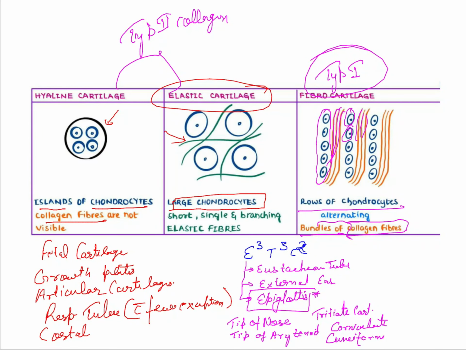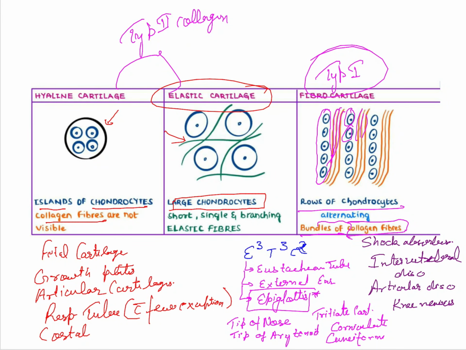Now what are the examples of these? These are basically the shock absorbers, and they are generally found near the bone and joint. So these will be seen in the intervertebral disc, articular disc, knee meniscus, and in the insertion of the tendons. All these tendon insertions are examples of fibrocartilages.